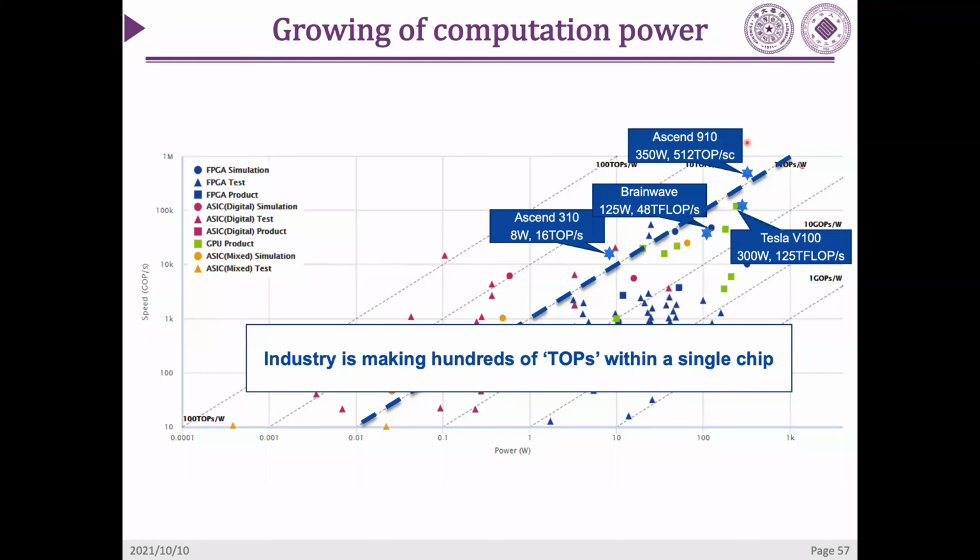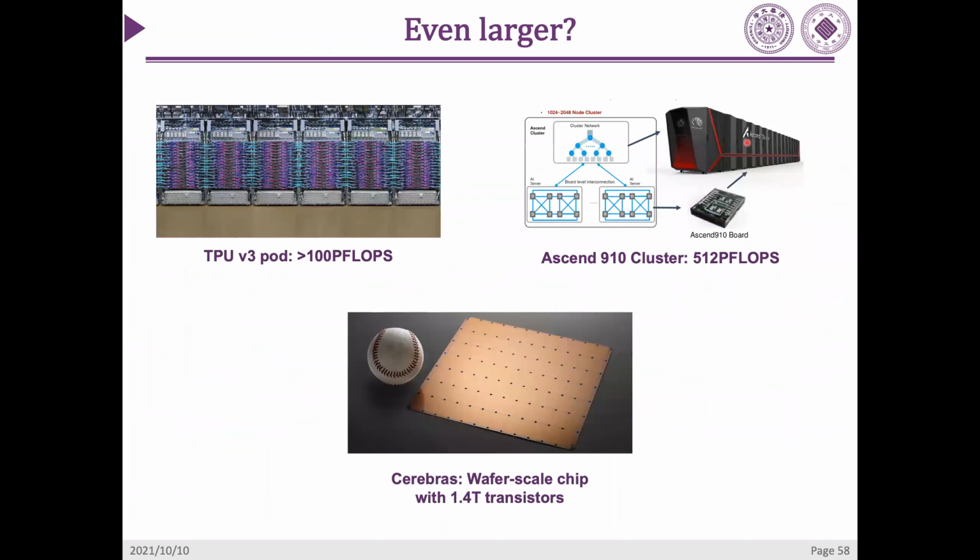You can try to go through all the very typical work at different application scenarios. But one of the trends is that in industry, they are making hundreds of teraops within a single chip. I list some of them here, and also some TPU parts, and the Huawei Ascend 910 cluster. They put a lot of chips together to bring a 512 petaflops data center. And also they have the Cerebras wafer scale chip with 1.4 trillion transistors on chip.